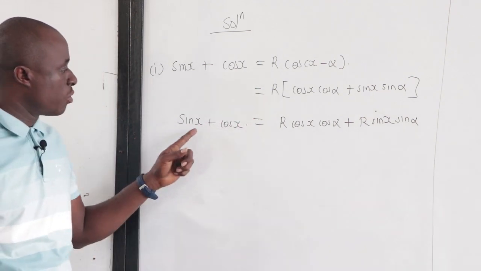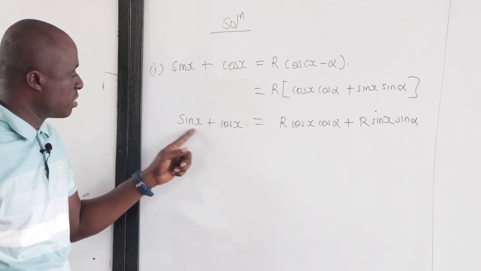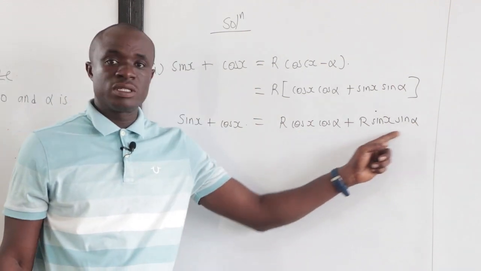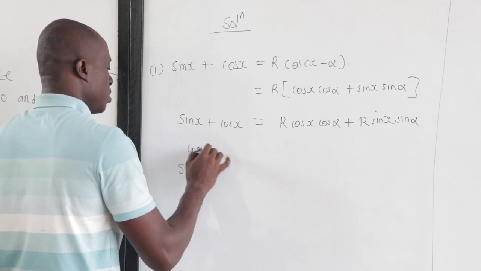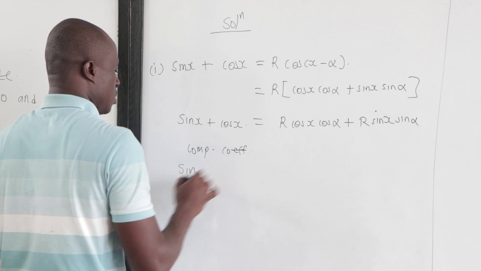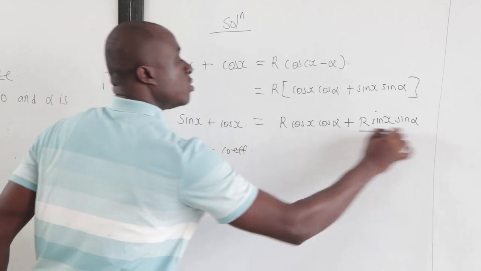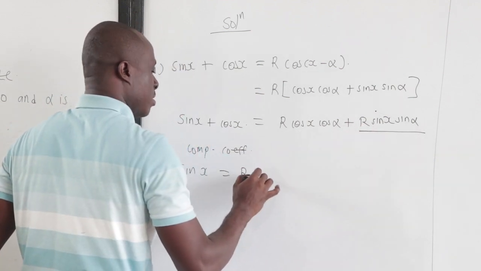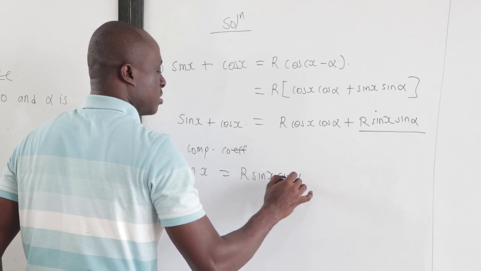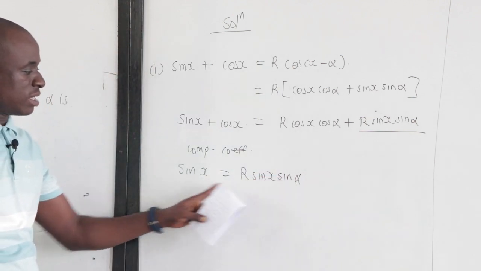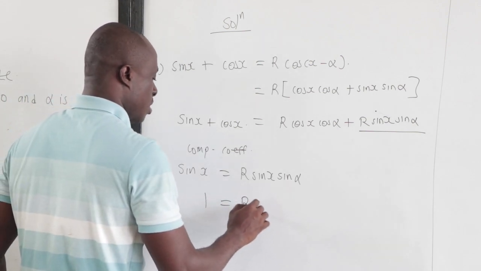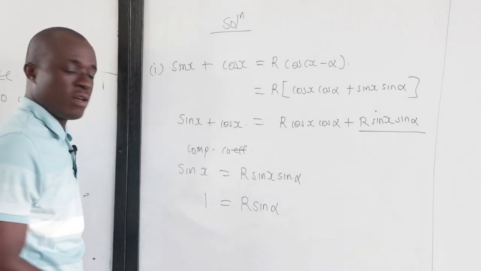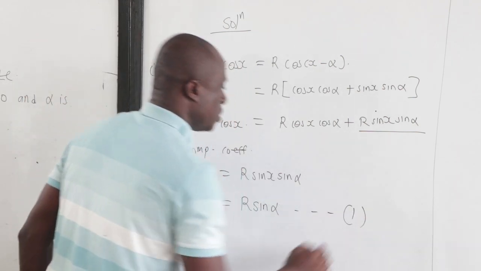Now comparing the coefficients of sine x, you can see sine x here, we can also see sine x over there. So comparing coefficients, sine x will be equal to r sine x sine alpha. Now sine x will cancel, so you have 1 equal to r sine alpha. Now let's call this equation 1.